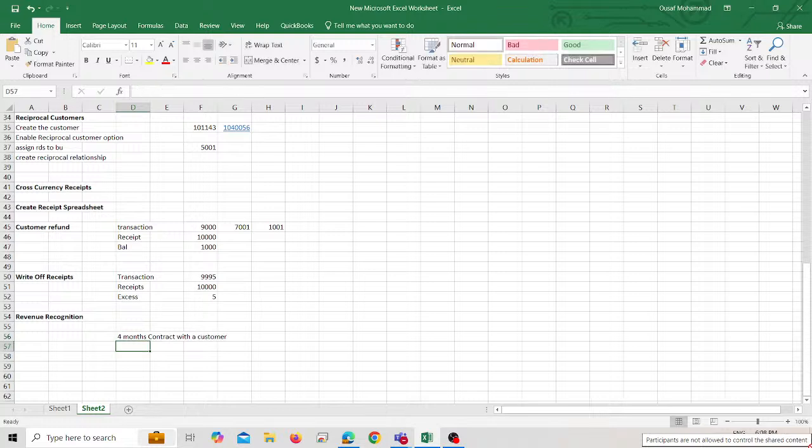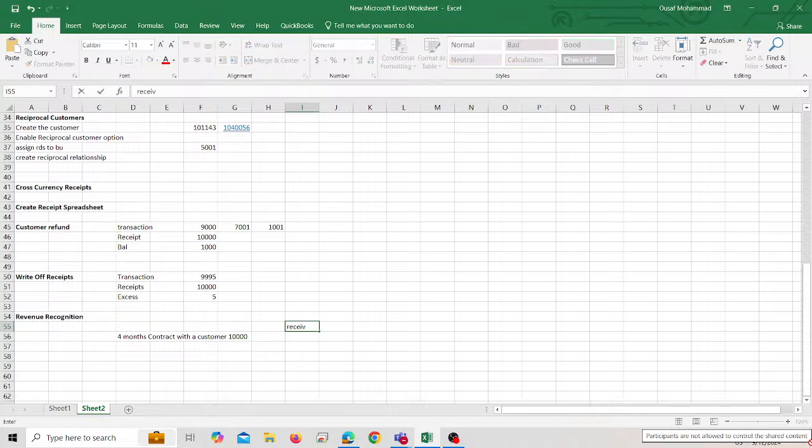It is a four-month contract with a customer of $10,000, so we are going to bill the customer. If it is a normal revenue, then we will enter this entry as receivables debit, revenue credit. That is the normal transaction.